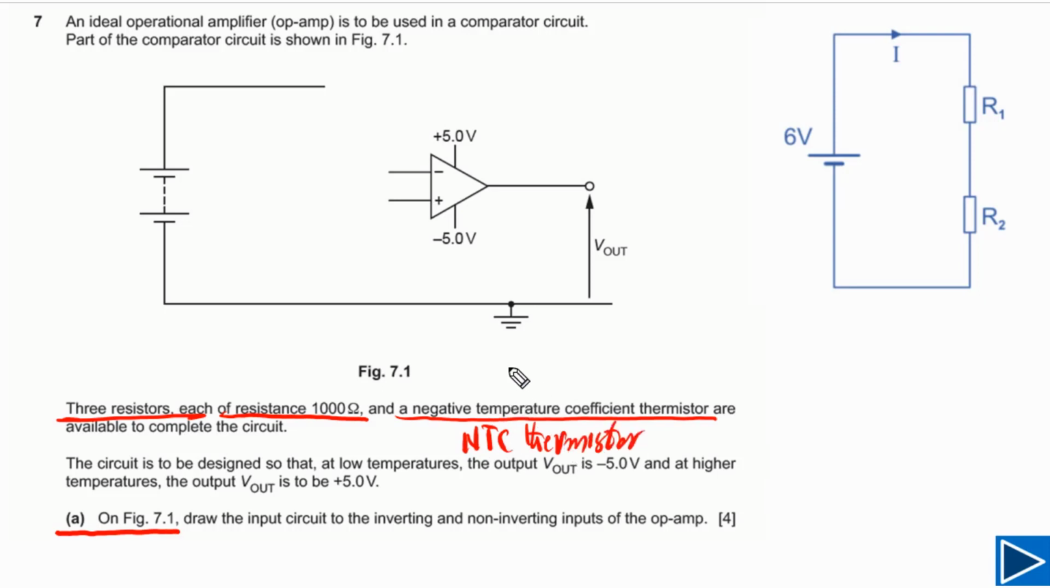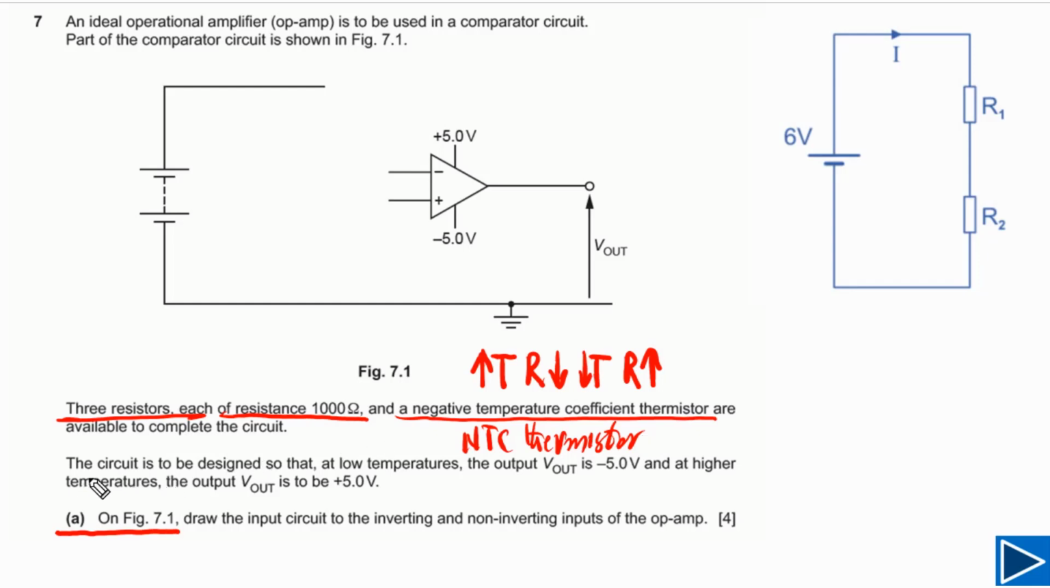It simply means that the resistance of this thermistor depends on temperature. When the temperature is higher, the resistance of this resistor will be lower, and when the temperature is low, the resistance of this thermistor will be higher. So this is a very important point we need to understand about the NTC thermistor. This is a special kind of resistor and its resistance depends on temperature.